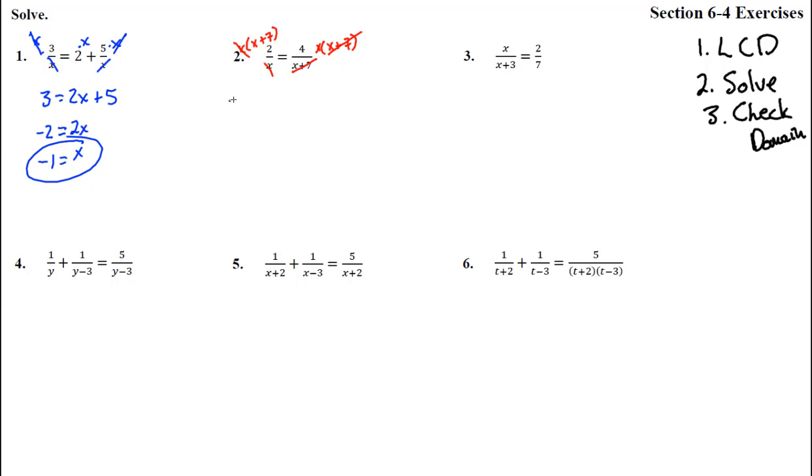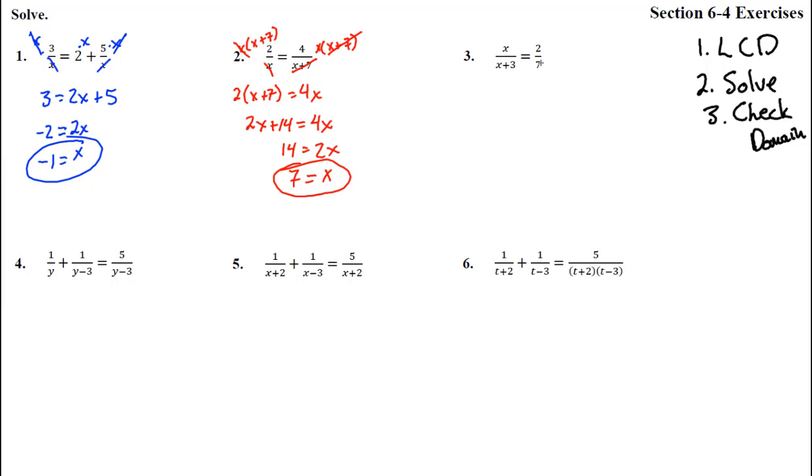We're left with 2x plus 7 equals 4x. And this is an equation. We know how to do this. Distribute, we get 2x plus 14 equals 4x. Subtract 2x from both sides, and we get that 2x equals 14, so x is going to equal 7. Good. Next one.